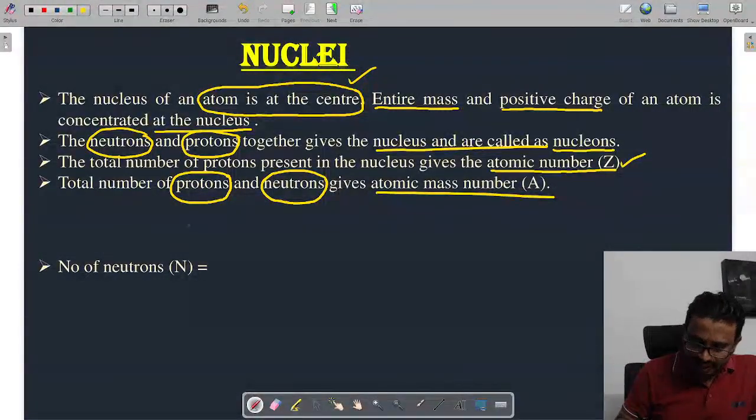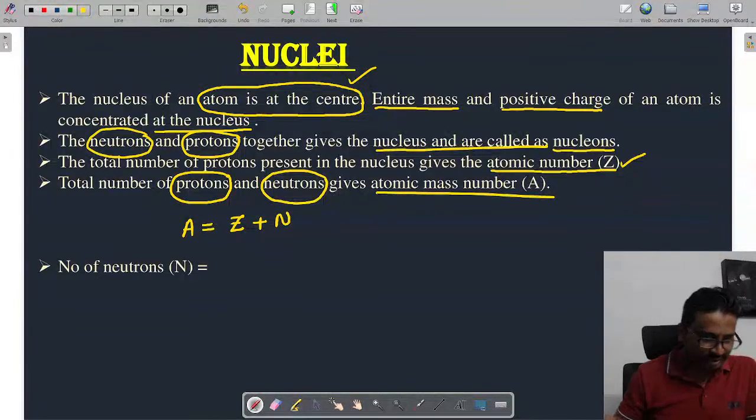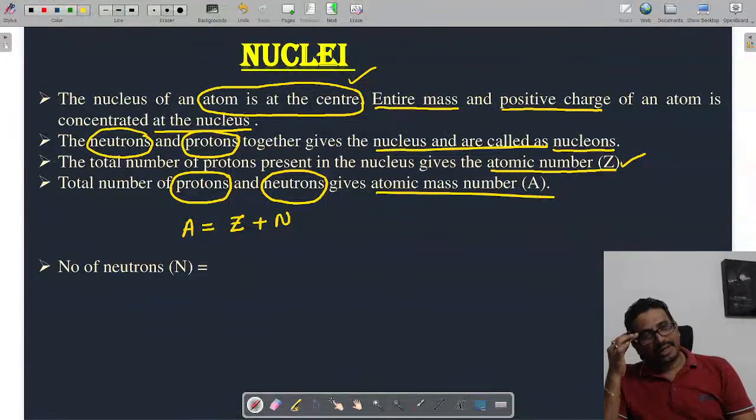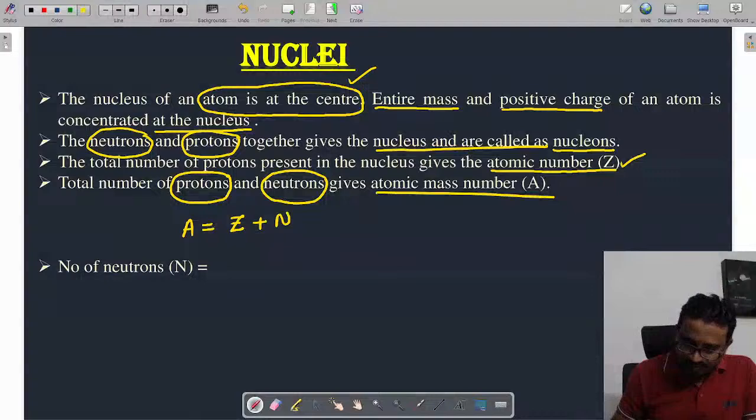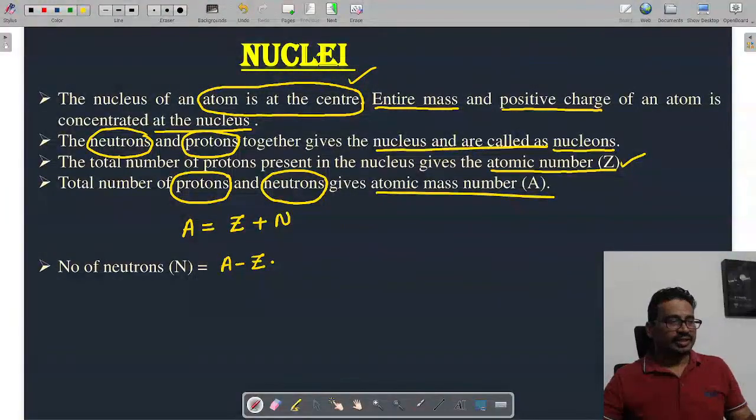Atomic mass number. If I call A the atomic mass number, A is given as what? Tell me now. Number of protons, denoted as Z, plus number of neutrons. N is the number of neutrons, A is the atomic mass number and Z is the atomic number. So from this we can get the number of neutrons. How many neutrons are there? Neutrons, N is equal to what? A minus Z. N is equal to A minus Z.